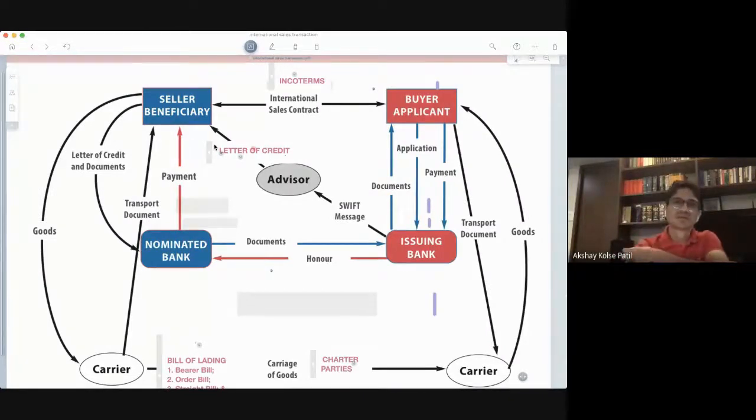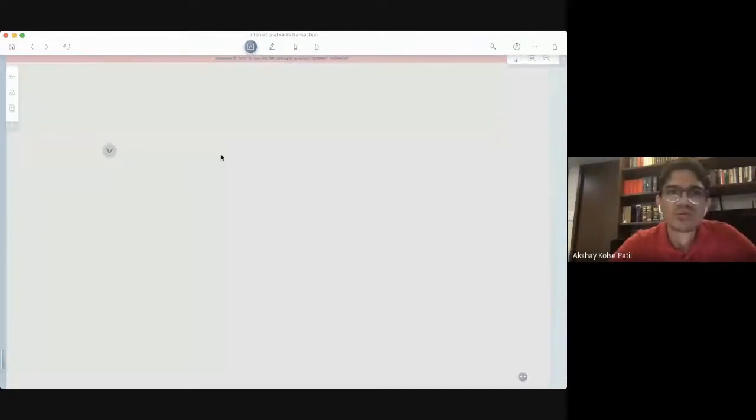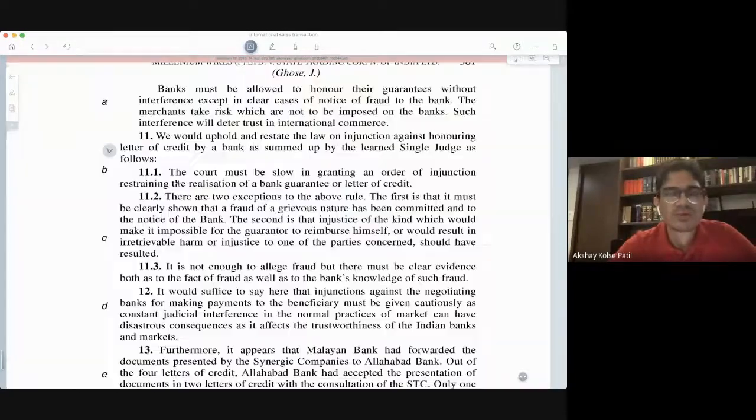So this is with respect to the UCP. But obviously, in law, injunctions can be sought against a letter of credit, and they can be sought. The law on that has been crystallized, and it's very clear.